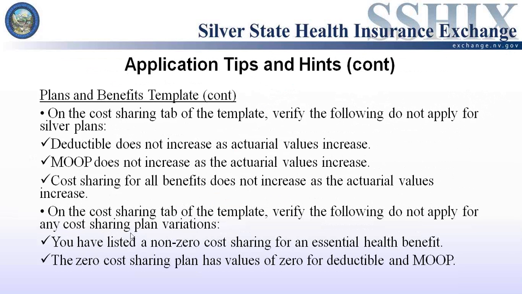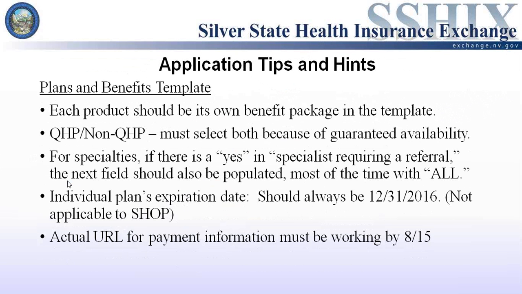So here is our first template, the plans and benefits template. You should make sure that you have each product in its own benefit package in the template. You must select the QHP and non-QHP because of the guaranteed availability. And also for specialties, if there is a yes in specialty and specialist requiring a referral, the next field has to also be populated. Most of the time you're going to populate that with all.